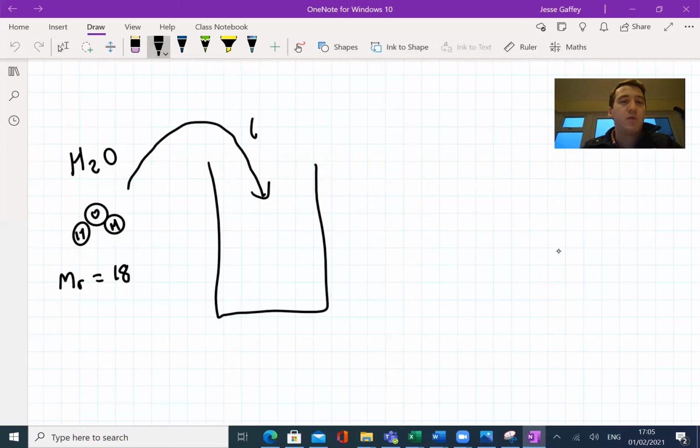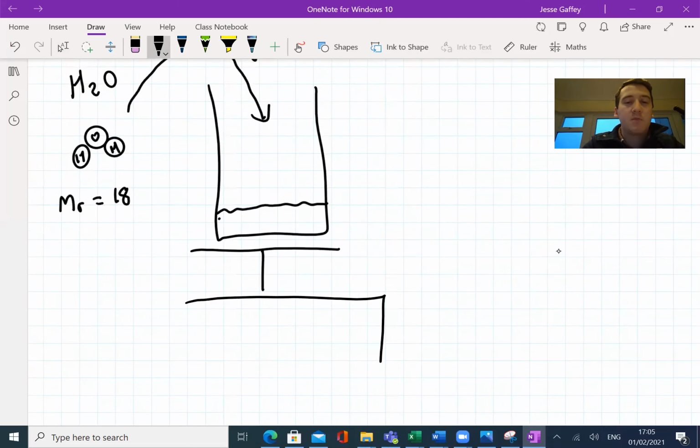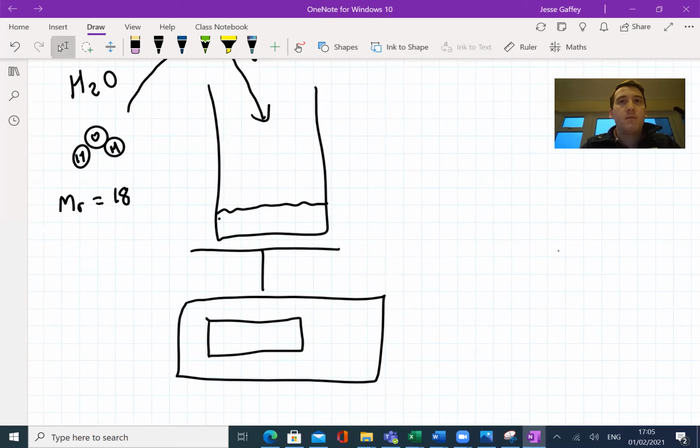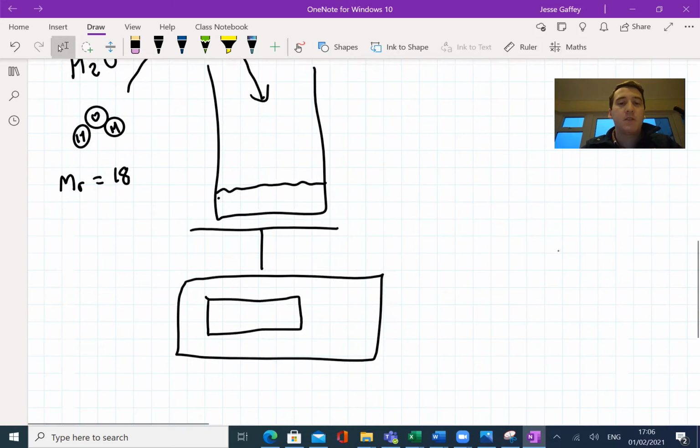So, where was I? So we take water, and instead of adding 1 mole of water to the mass balance, we're going to add 2 moles of water. I've obviously added more, so there's going to be more water here. But how would that affect the mass? What would my mass be now of 2 moles? Well, I've just added twice the amount of water. So if 1 mole was 18 grams, then 2 moles is going to be twice that mass, going to be 36 grams.